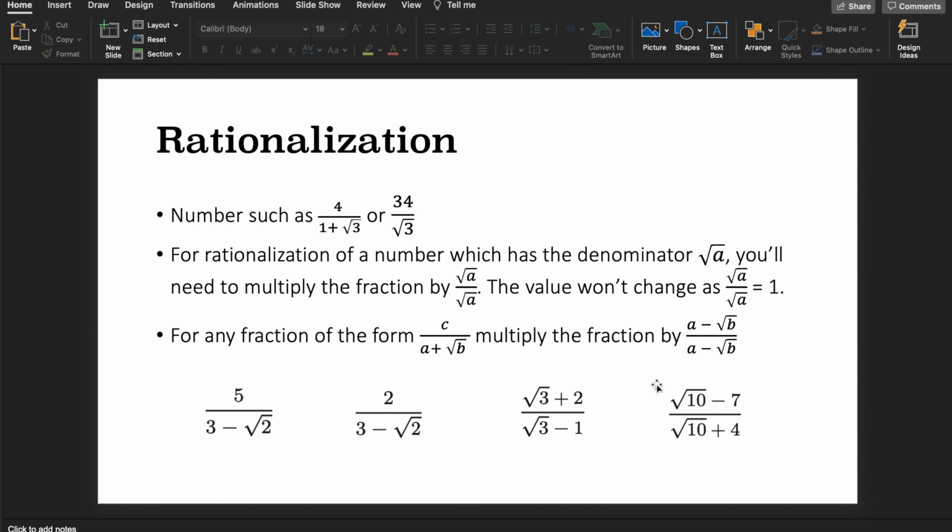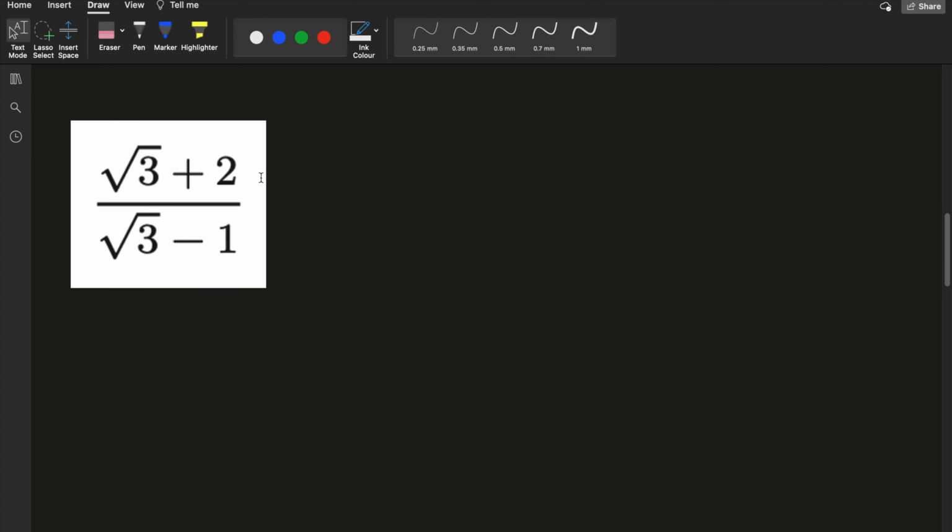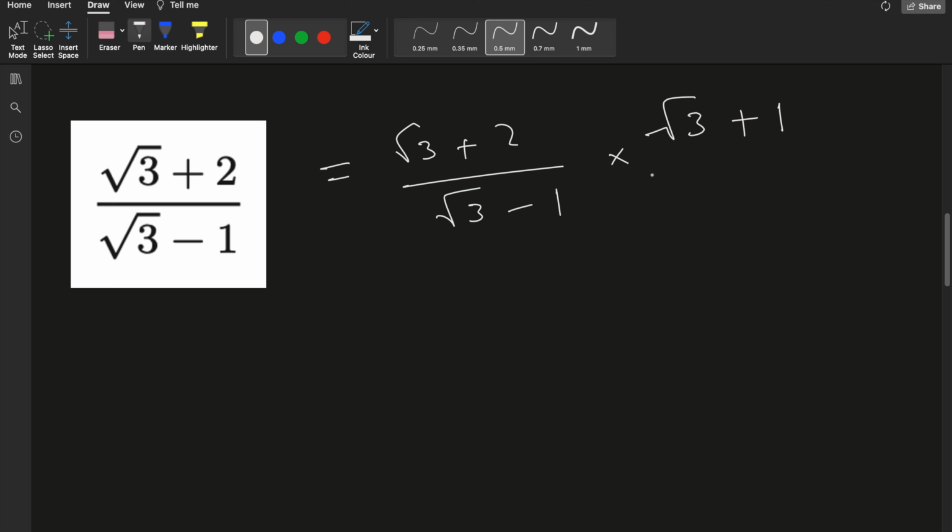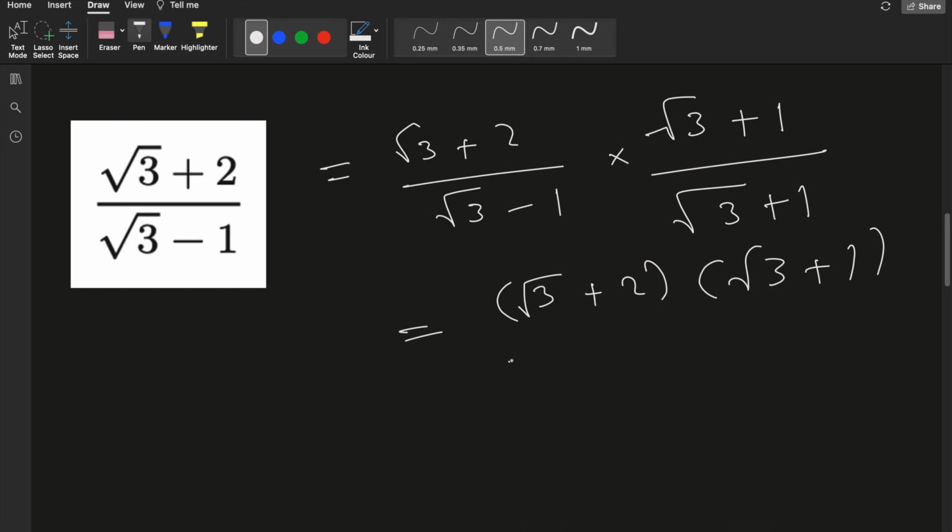Okay, so now I'll solve these two problems also. So what we'll have to do is rationalize the denominator. So this would equal square root of 3 plus 2 divided by square root of 3 minus 1. Now we can write this as square root of 3 plus 1 divided by square root of 3 plus 1. So this would be this divided by square root of 3 whole squared minus 1 squared.